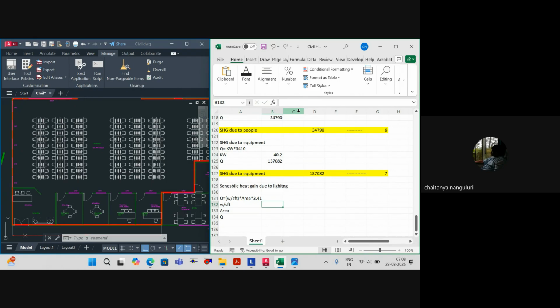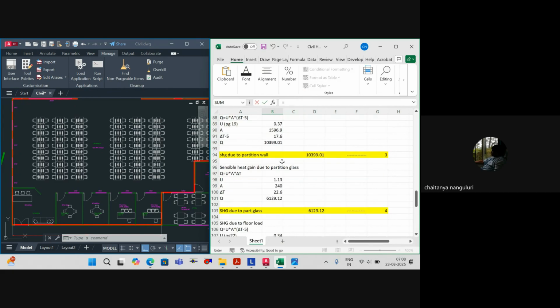So wattage per square feet, the general value we take for LEDs is 1 or 1.25 max. So 1 is sufficient nowadays because of higher efficiencies. So we'll take 1. But for retail sector and all, you will take even 2.5 or 3, 3.5 as well. Understood? It depends on the illumination level that you're looking for. Clear? So generally you take it as 1 per square foot.